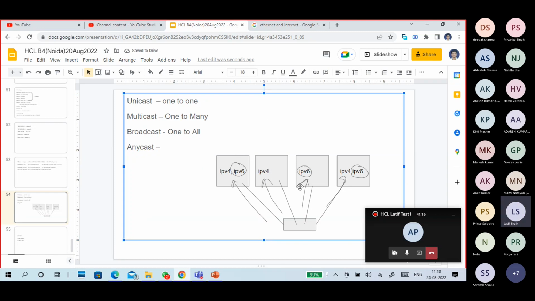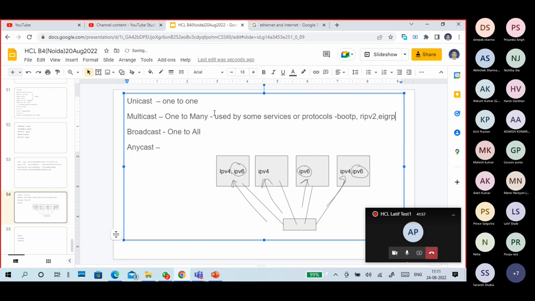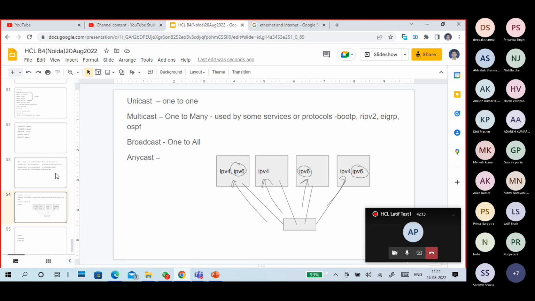This is an example for the anycast part, but when you see it, it is one-to-one. One-to-many is used by services, not by us. It is used by some services, we can say protocols. For example, BOOTP through DHCP, RIP version 2, EIGRP, and OSPF routing protocols use multicasting.